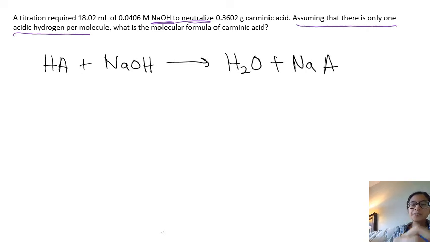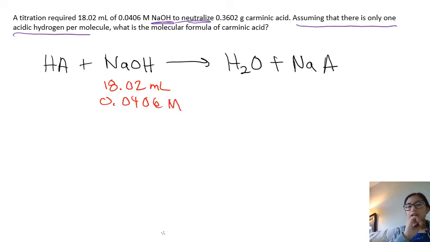So the information they're giving us is 18.02 mL of 0.0406 molar sodium hydroxide. And that's what's required to neutralize 0.3602 grams of carminic acid.